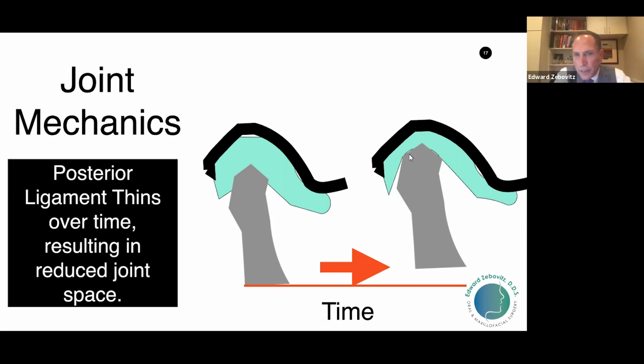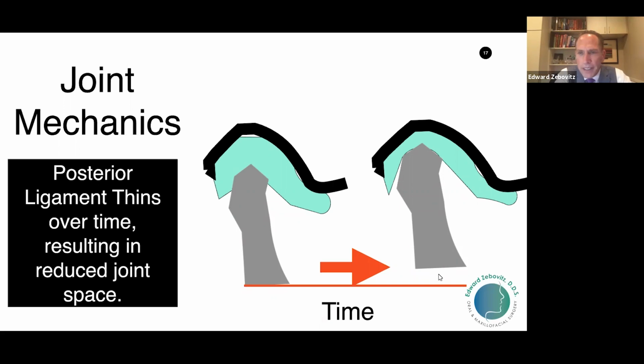So here's another little take home. If we look at the height of our condyle relative to the thickness of our joint space, as we thin out our joint space, our ramus gets shorter. I hope that makes sense. So basically the condyle seats more in the fossa. As it seats more in the fossa, the ramus gets shorter.